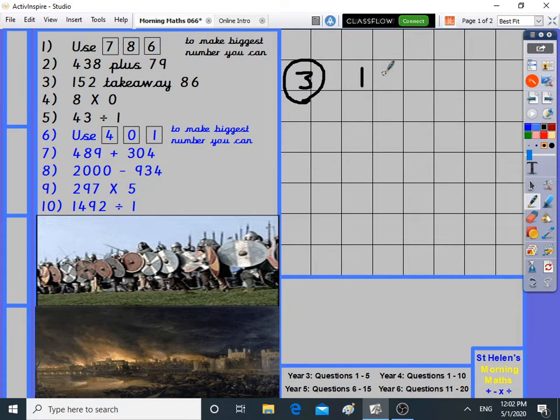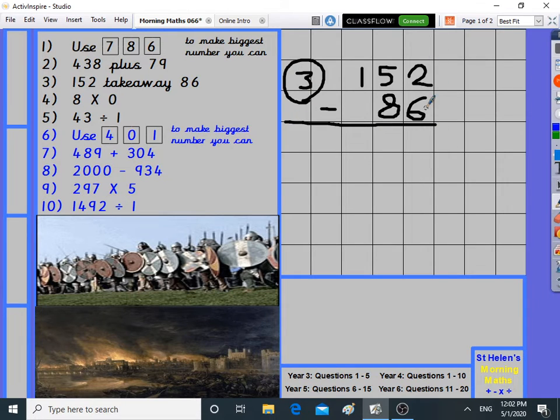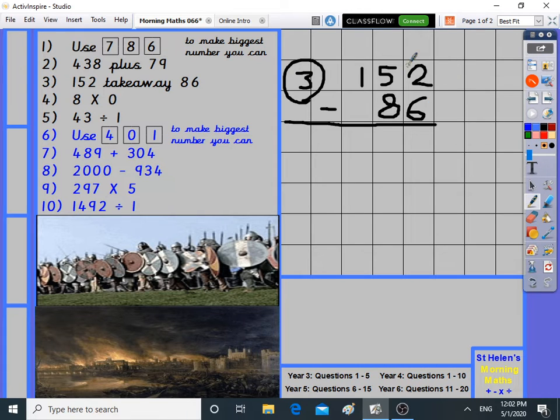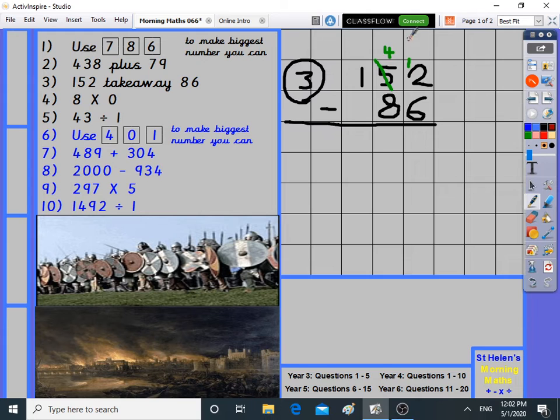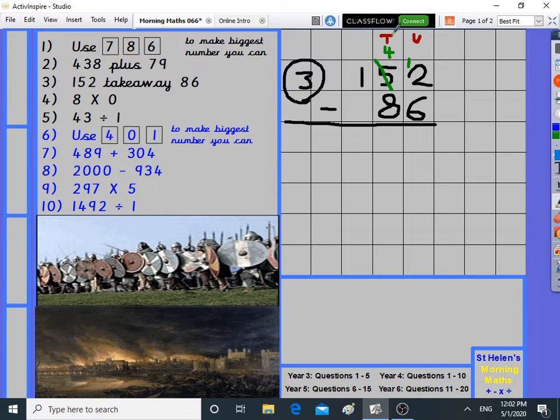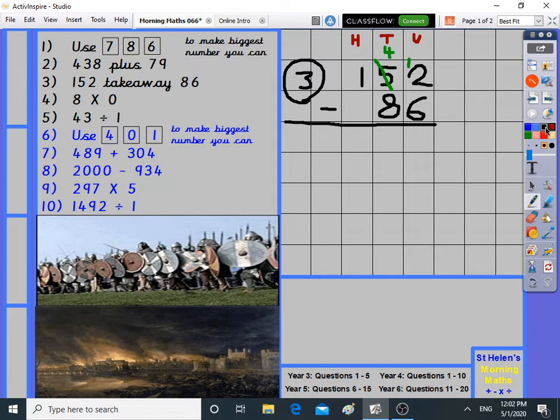152. 1, 5, 2. Take away 86. Careful with your lining up. Lines up down the right, doesn't it? Always careful with your lining up. 2 take away 6, you can't do. Let's get some help for that 2, by going to the 5, making it go down to a 4 and borrowing 1. We borrowed 1 from the tens column, didn't we? Because the units column didn't have enough in it. The units column had 2. But we borrow 1 ten and now it's worth 12. And 12 take away 6 we can do.